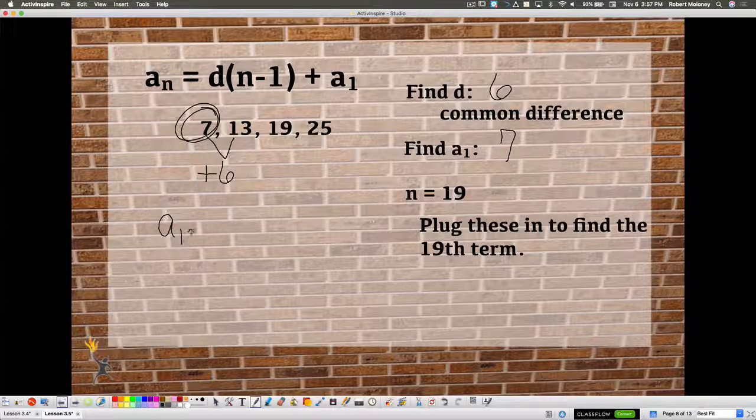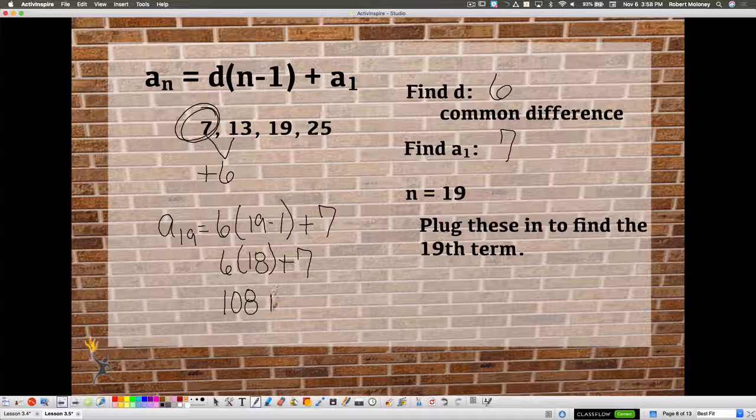A of 19 equals D, which is 6, times 19 minus 1 plus 7. Again, do the math. 6 times 18 plus 7. So if I multiply 6 times 18, I should get 108 plus 7. So the 19th term, A of 19, is 115.